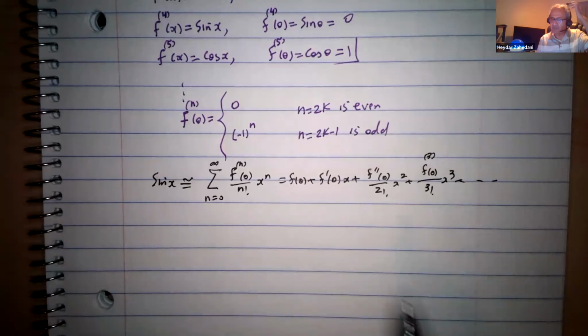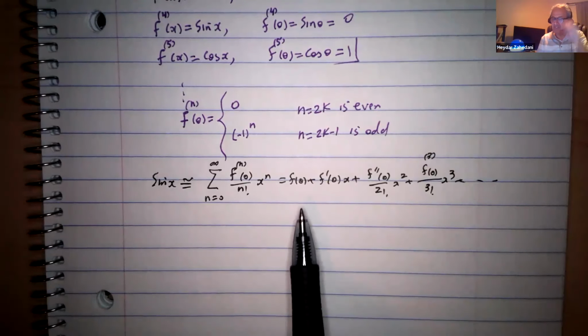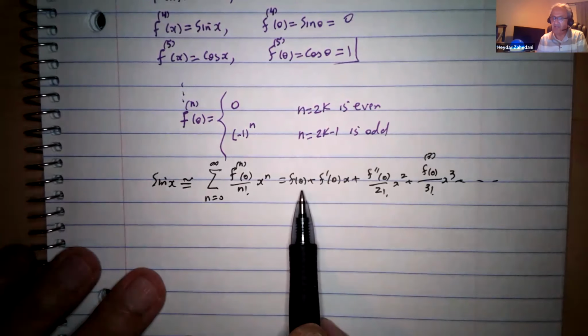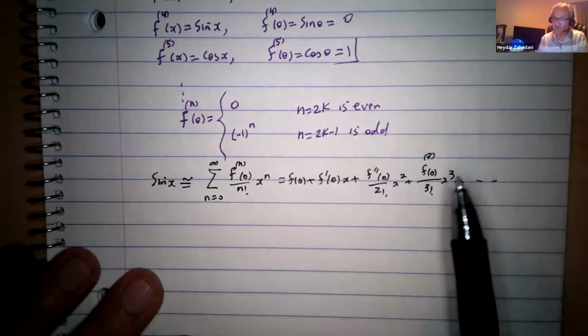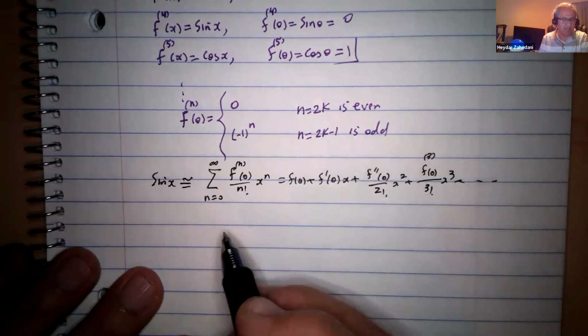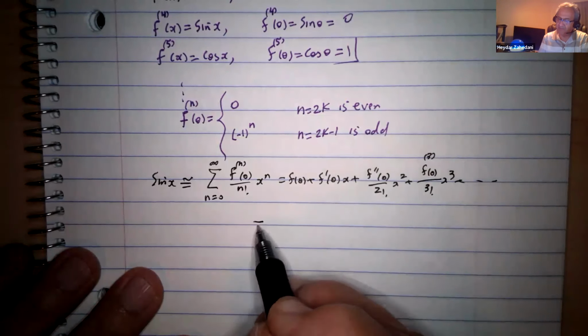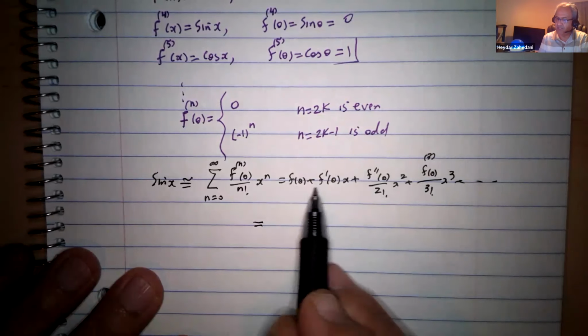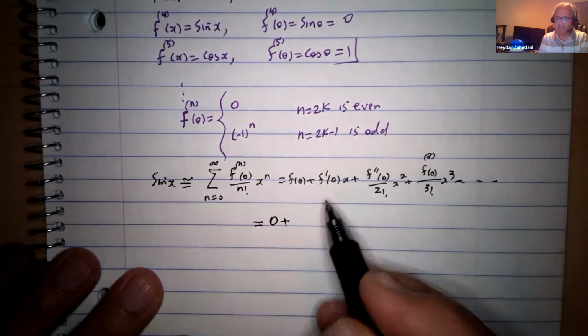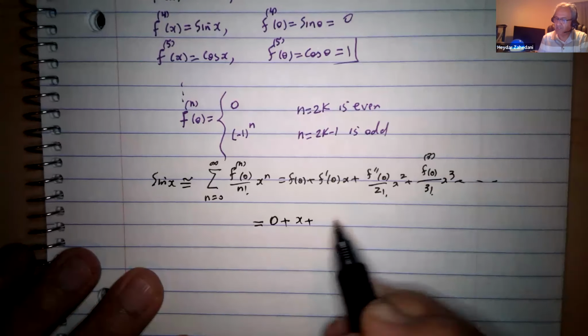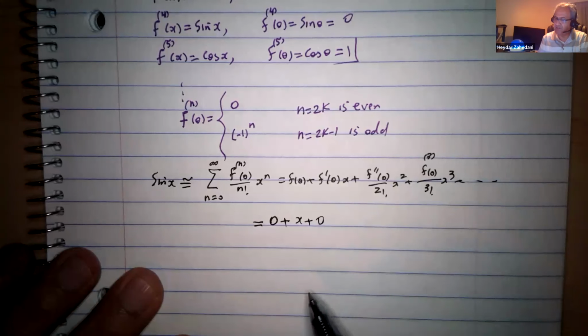Now, if you substitute over here, the first term, f of 0, is going to be 0. F of 1 is 1. So for the even power, we get 0. F prime of 0 is going to be 0, that is 1. 1 times x would be x. And this would be 0 because of the even power.